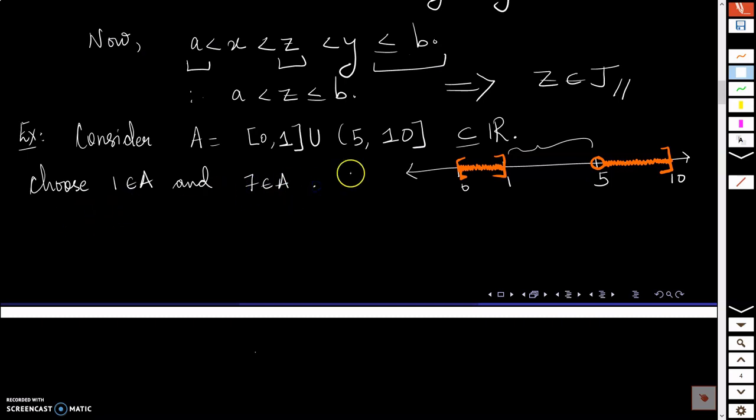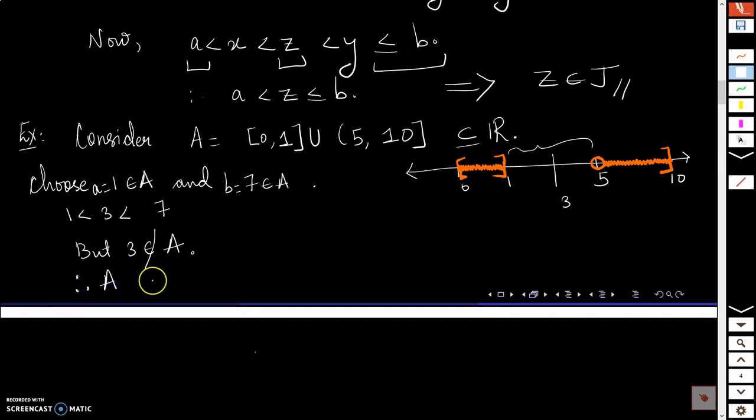Okay, and I'll pick up 1 point here. Let's say 3, and 1 is less than 3 is less than 7, but 3 is not there in A. That means we have found 2 points in A. I'll call this small a, and I'll call this small b. A and B are in A, but there is a point which is between a and b, and it is not there in A. So that violates the definition of an interval, and therefore A is not an interval.